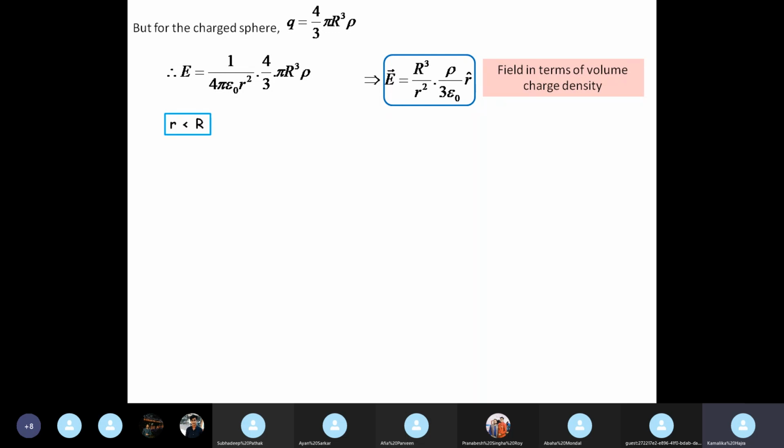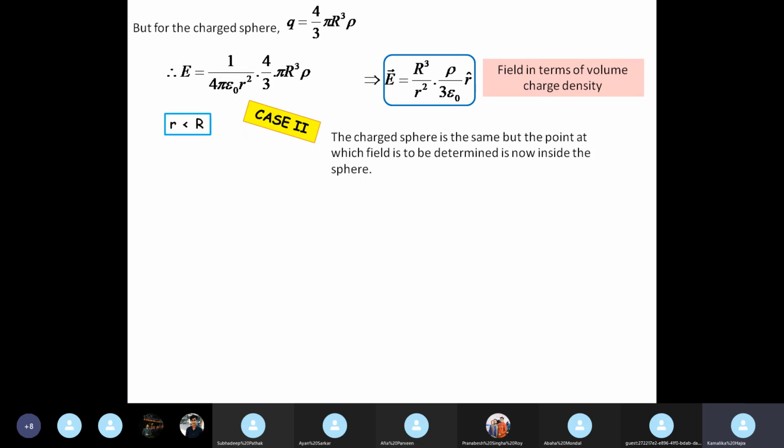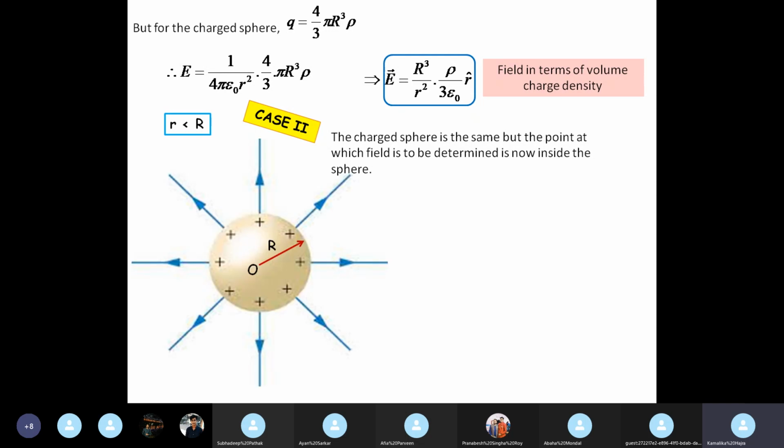Now let us consider the case when we are inside the sphere. So small r is less than capital R. This is case 2. The charged sphere is the same, but the point at which the field is to be determined is now inside the sphere. So this was our charged sphere with capital R as the radius. In case 1, we studied how we find the field at a point outside the sphere. Now suppose we want to calculate the field at a point which is inside the sphere.